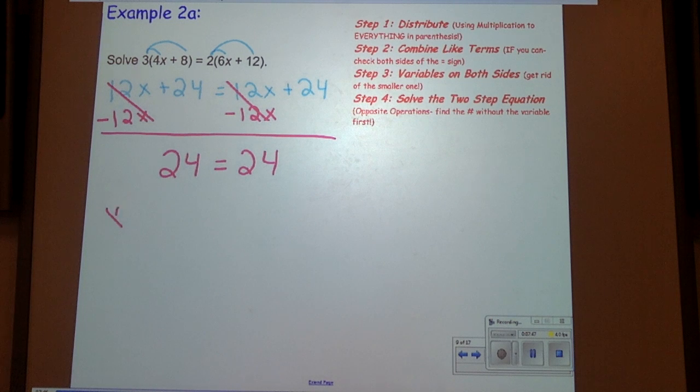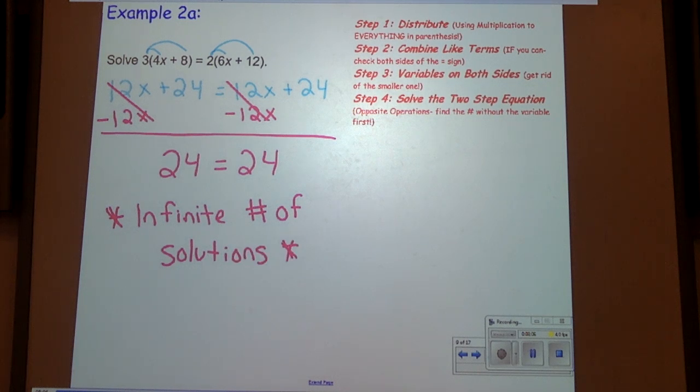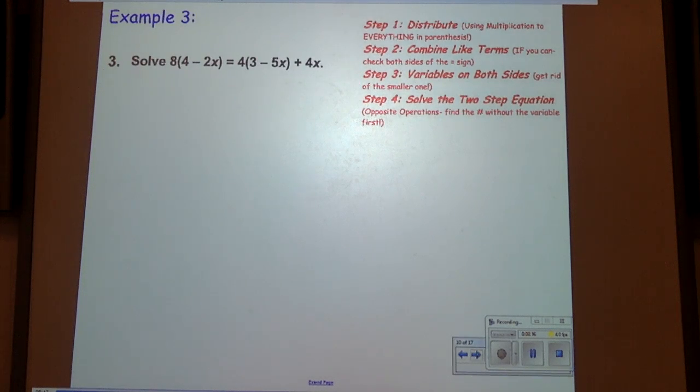So when we see that 24 equals 24, we know this is balanced and that there's going to be an infinite number of solutions. All right, whatever number we plug in for x, it will make the equation true and balanced. Again, I'm going to put some stars around the 12x plus 24 equals 12x plus 24, because right there you can see they're identical expressions.